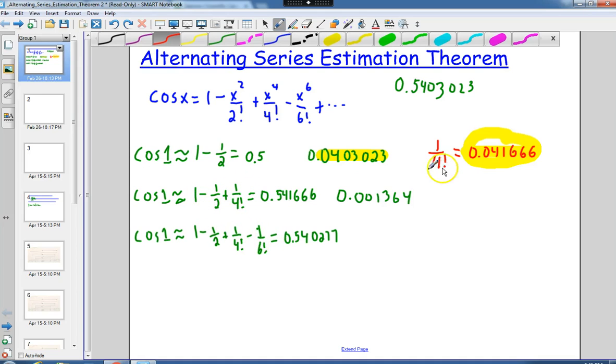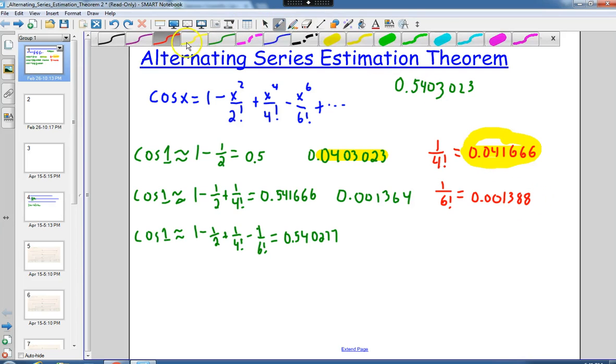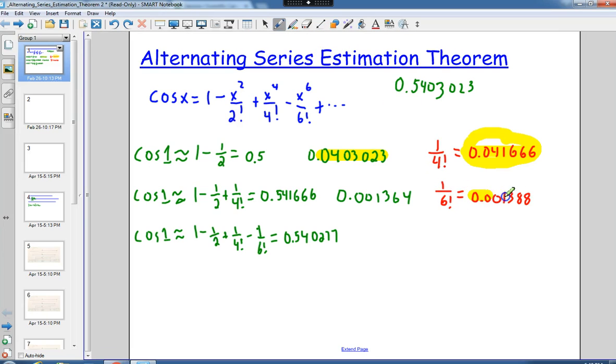And if we then consider the first term that's not included in this partial sum, which is going to be this 1 over 6 factorial, well, 1 over 6 factorial, if we calculate that, is equal to 0.00138, and then we're going to get repeating decimals here, I believe. And once again, this particular value, the first excluded term, is greater than the actual difference between the cosine of 1 and this partial sum.